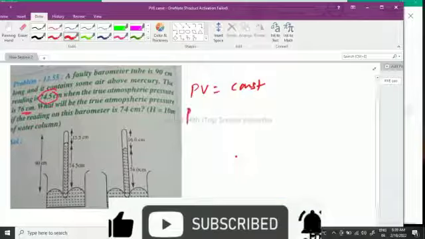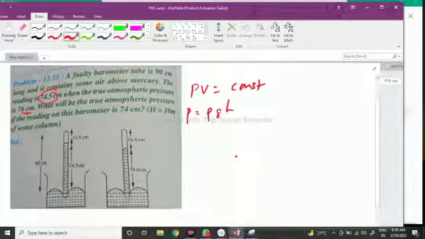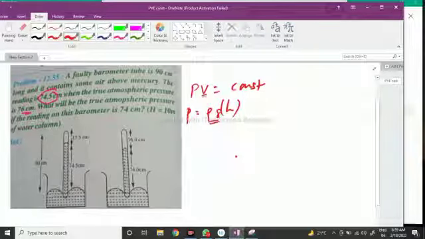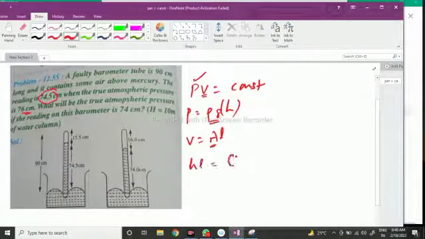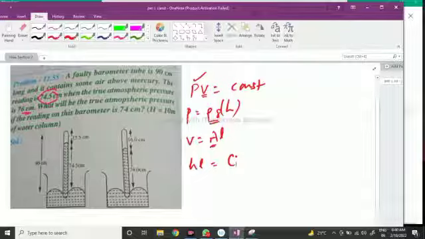See, pressure is measured as rho g h. Rho g is a constant, so we can talk about pressure in terms of height. And volume is A into L. A is a constant, so generally this can be written as h into L is equal to constant. Now he says that when the barometer reading is 74, what is the true reading actually?